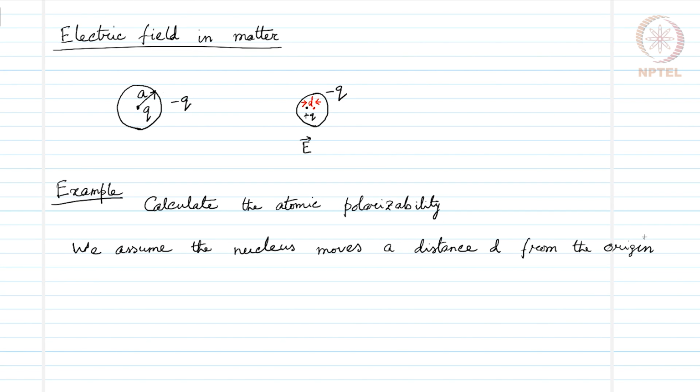If that happens, then the electric field due to this dipole, the magnitude of that is 1 over 4 pi epsilon naught, q d over a cubed, where d is the distance between the positive charge and the negative charge center, and a is the radius of this spherical electron distribution. And so this is the electric field due to the dipole.